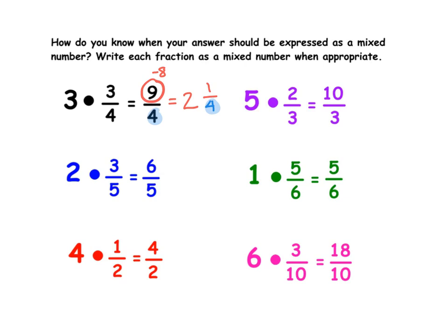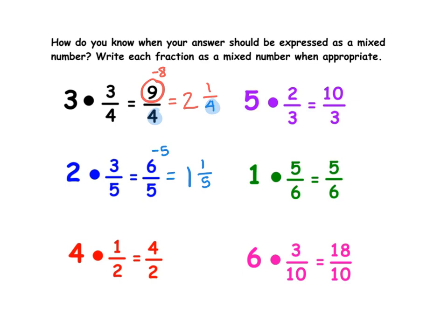Here I have the improper fraction 6/5. 6 is greater than 5, so I can write that as a mixed number. 5 divides into 6 one time, and 1 times 5 is 5. I have a fractional remainder by subtracting. 6 take away 5 is 1, and the denominator remains the same. We're talking about fifths, so that is 1 1/5.